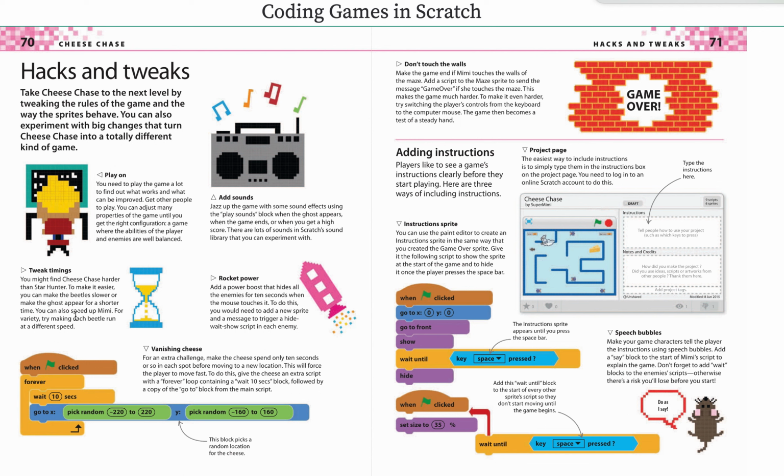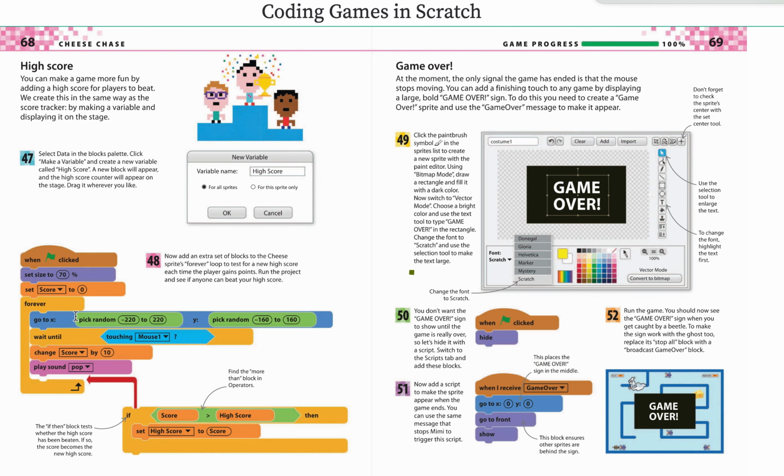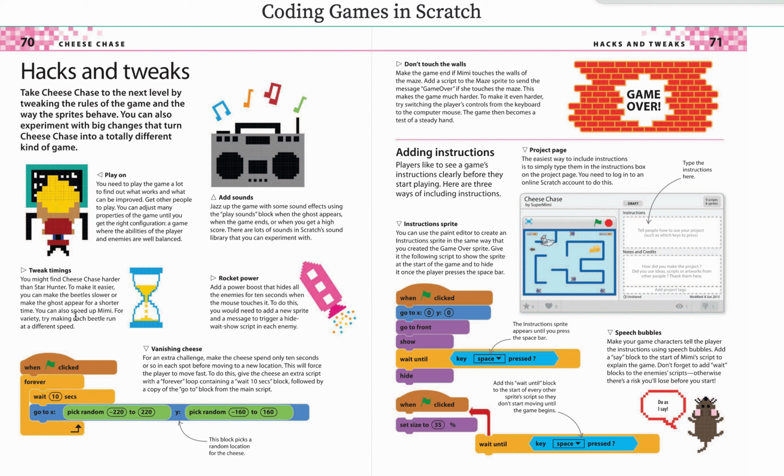You can do some hacks and tweaks. You can take the cheese chase to the next level by tweaking the rules of the game and the way the sprites behave. You can also experiment with big changes that turn into a totally different kind of game. You can add sounds, you can do some rocket power, you can tweak it by adding some timings and stuff like that. So that's our idea for coding a cheese chase game in Scratch.